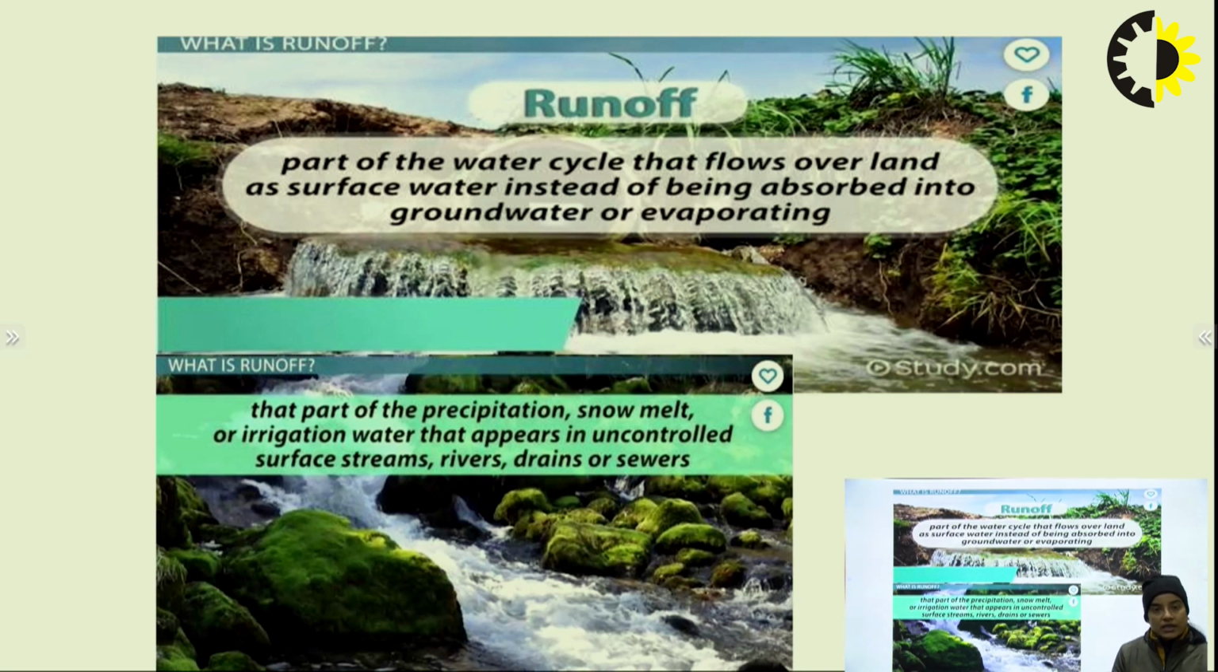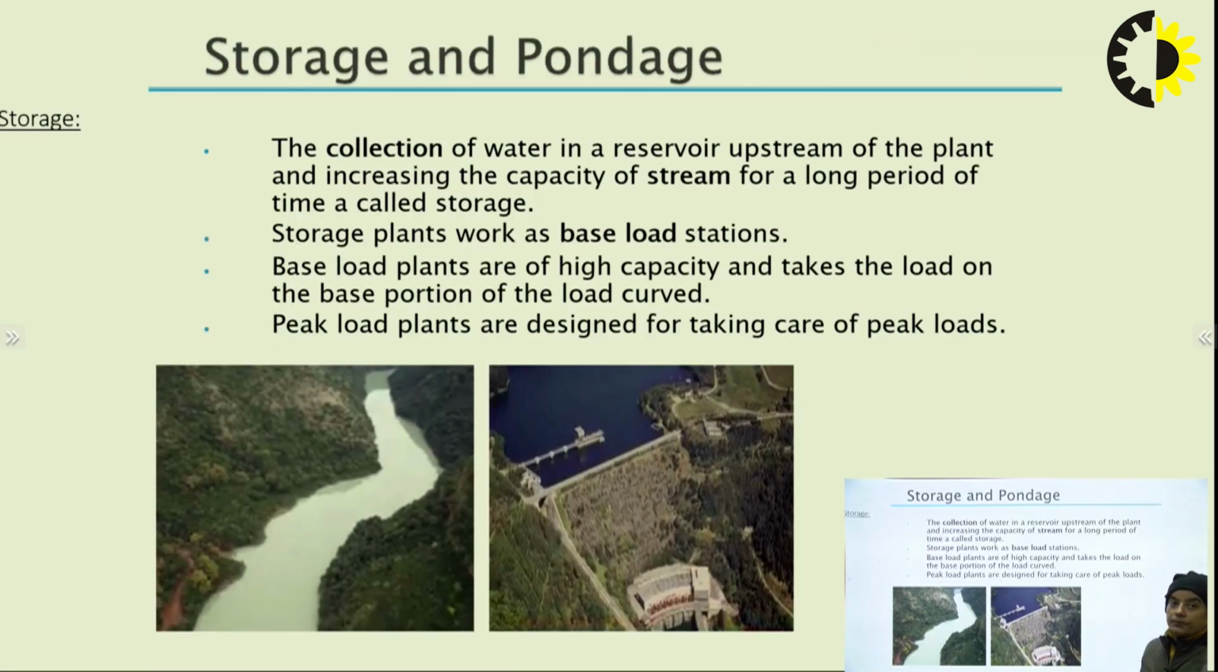Okay, so as we know, water is absorbed in the ground. But some of the water that flows over the land or the surface is not absorbed into the groundwater, or it is not evaporated. So those are the runoff water.